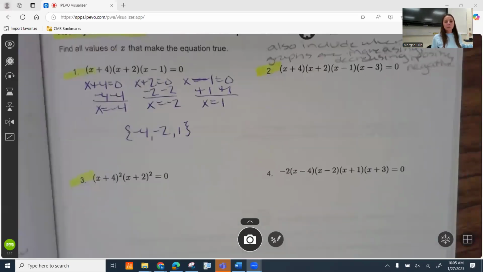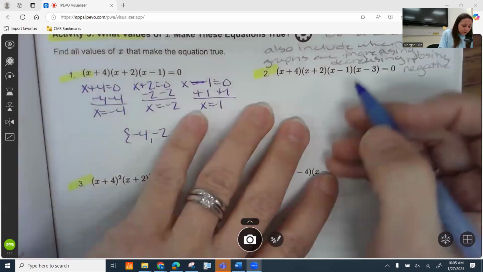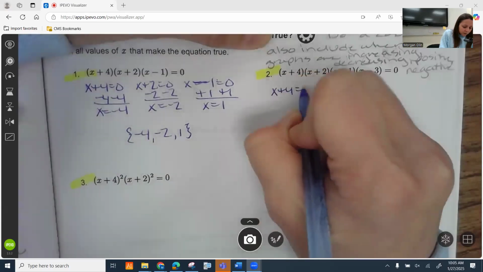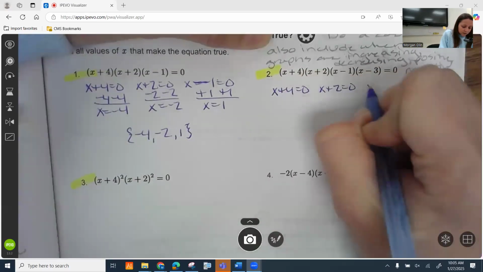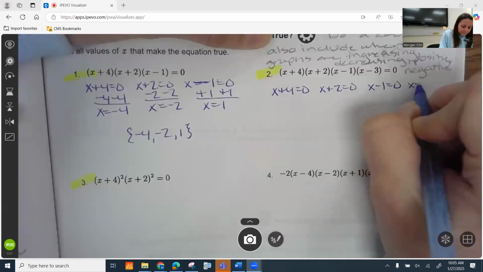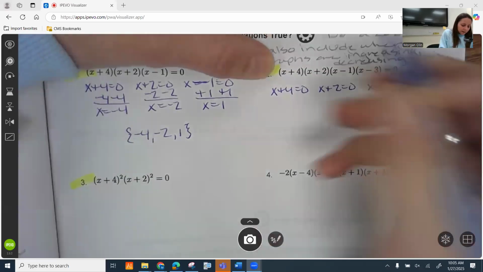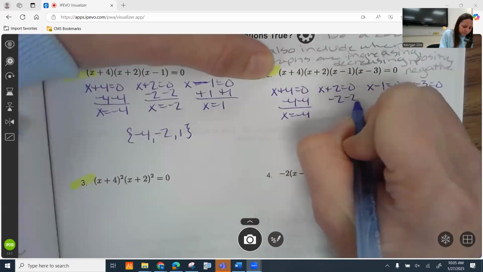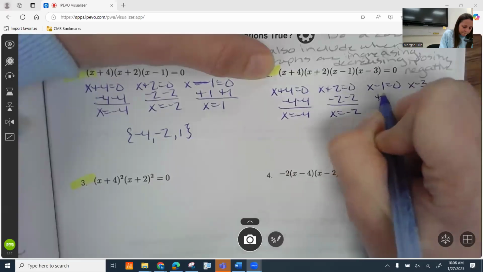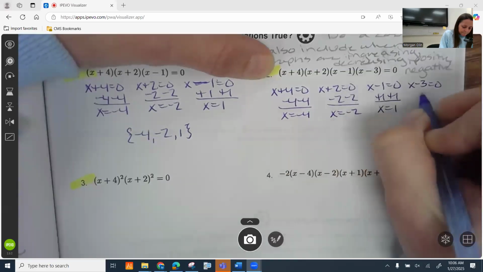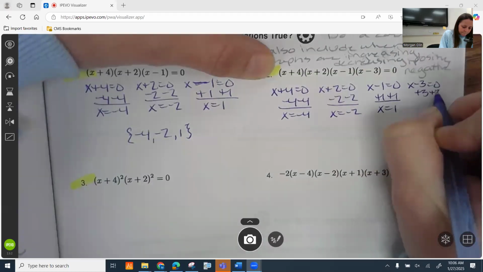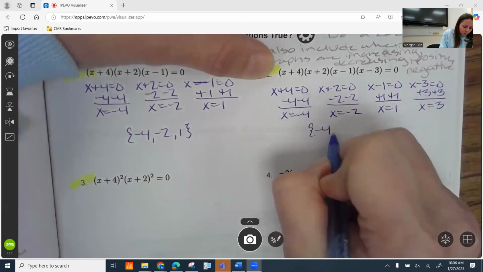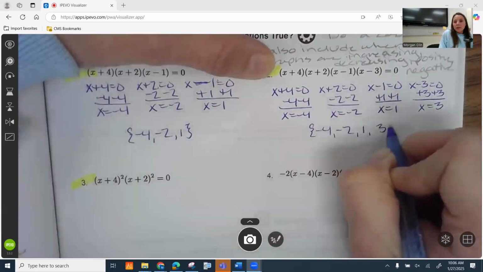All right. Now, here we go. Let's go do this one. This one looks a little different because it has 4 factors. Set each of these equal to 0, and go solve. So here the solutions are -4, -2, 1, and 3.